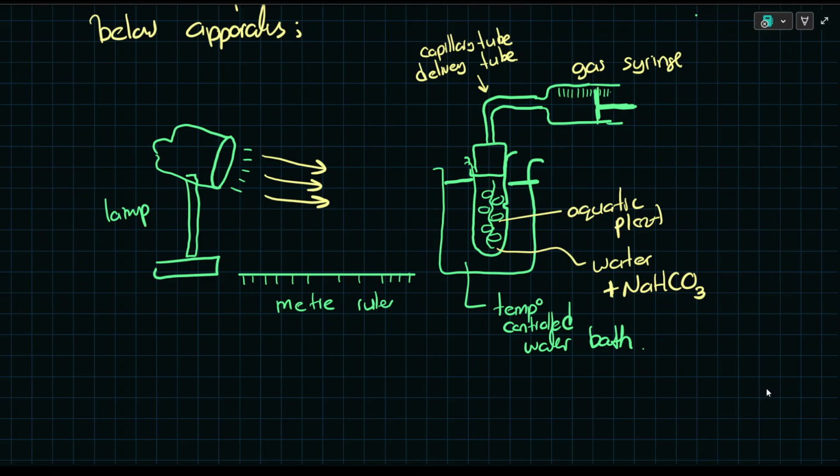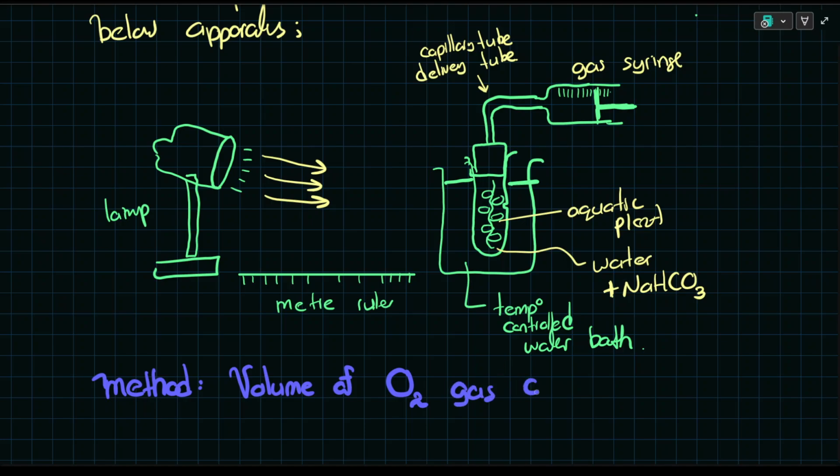Then photosynthesis happens. Now, what exactly is the method that we are utilizing here to calculate the rate? The method would be the volume of oxygen gas collected per unit time.